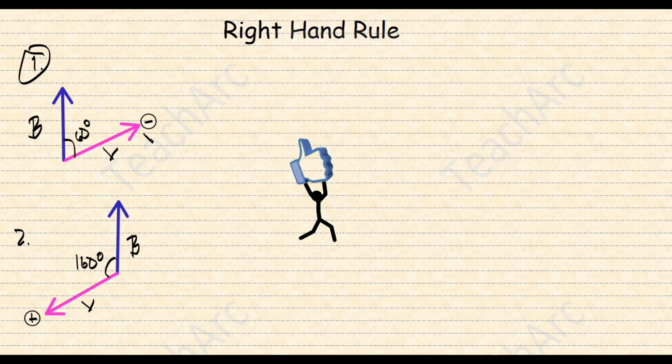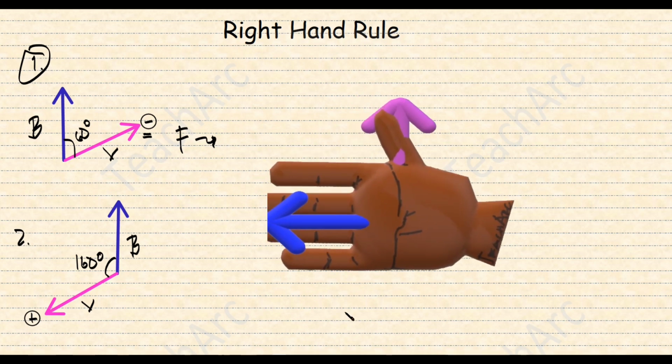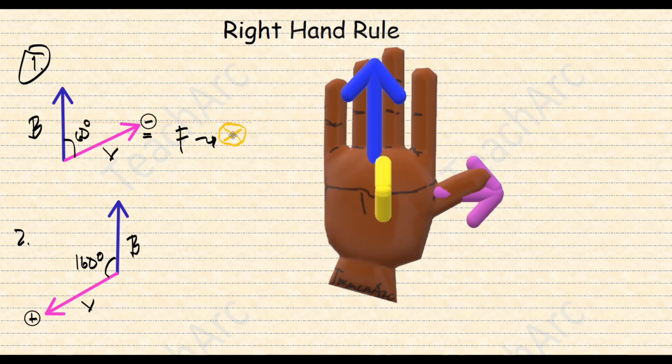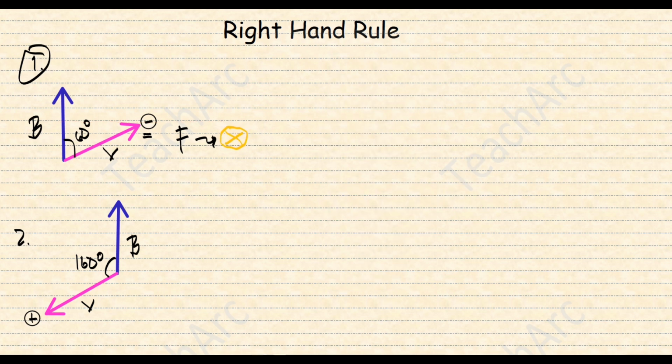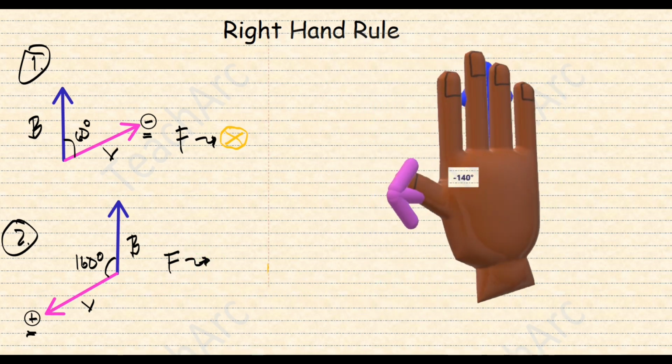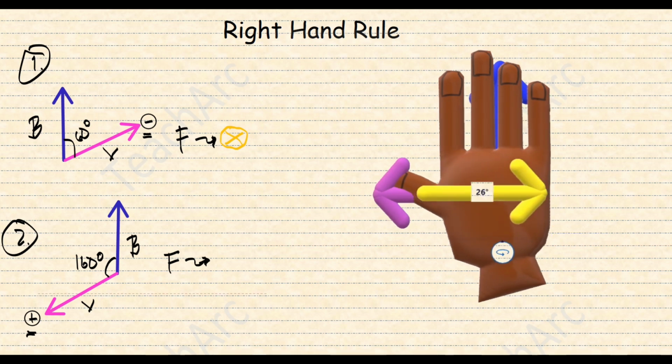So for the first example, even though they are not perpendicular, we can still point our four fingers upward and our thumb to the right. Your palm will be facing out of the screen, but since we are dealing with a negatively charged particle, we'll take the opposite direction. So the direction of the magnetic force is into the screen. For the second one, our magnetic field is upward and our velocity will be to the left. Since we have a positively charged particle, the direction of your magnetic force should be into the screen as well.